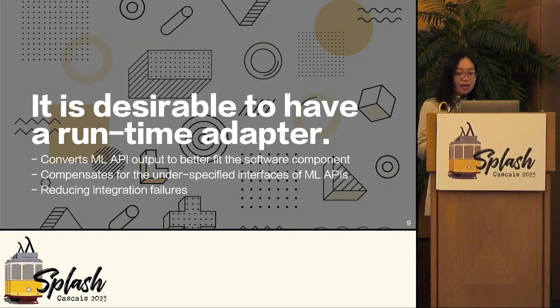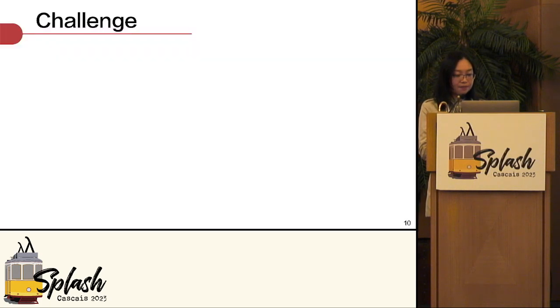Similar problems occur widely in software applications that use ML APIs. The straightforward way of integrating machine learning APIs, like that in the example, cannot tolerate the API results that are out of context or occasionally incorrect, which leads to software misbehavior. It is desirable to have an adapter that converts ML API output at runtime to better fit the software component that uses the output, compensating for the underspecified interfaces of the ML APIs and reducing integration failures.